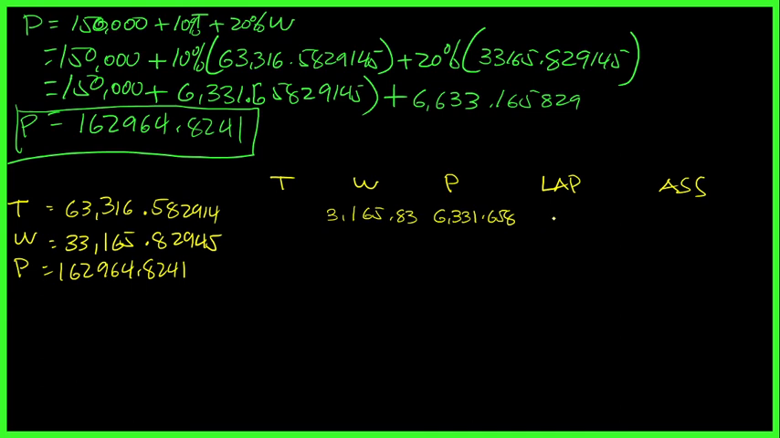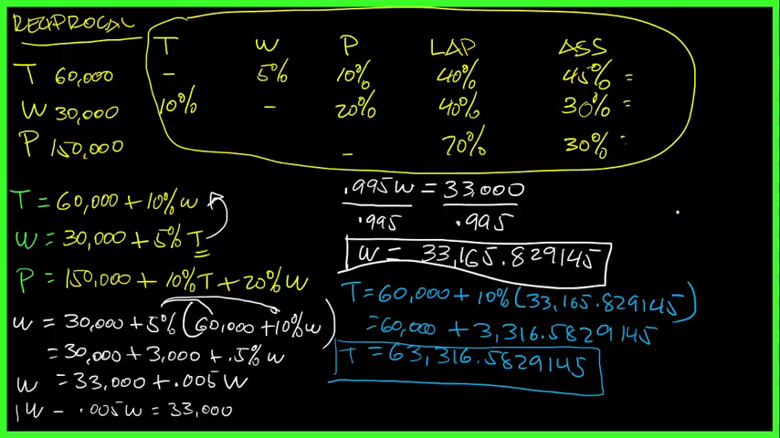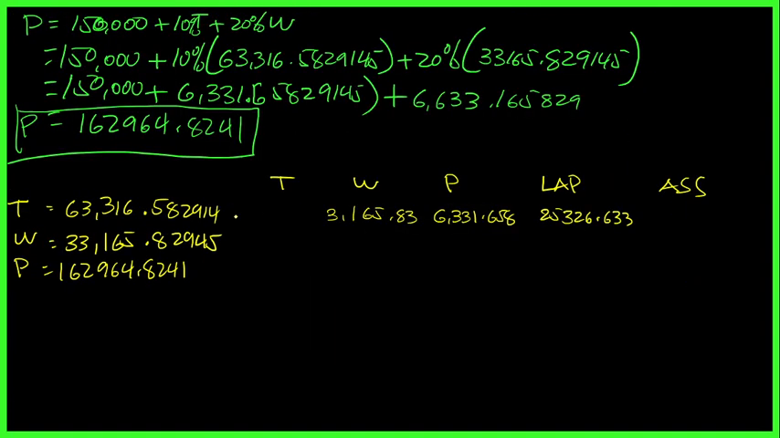Ayoko sanang mag-round off, pero sige. Ito, 33,316, and then you multiply that by 40%. You will get 25,326.633. Okay. And then finally, ito, this one will be, ilang percent na? It's, ayun, 45. 45% times this.